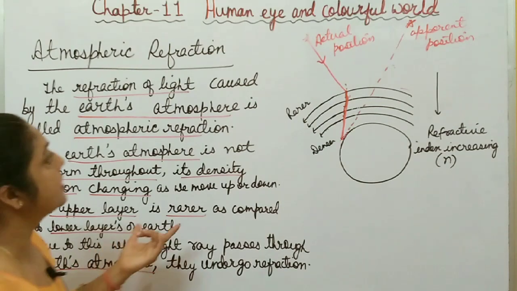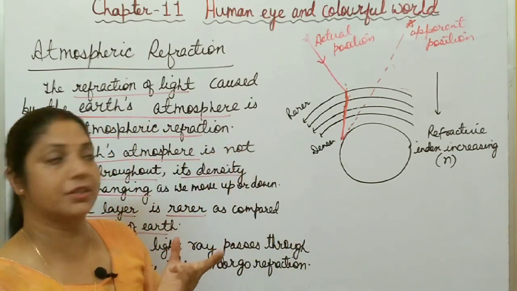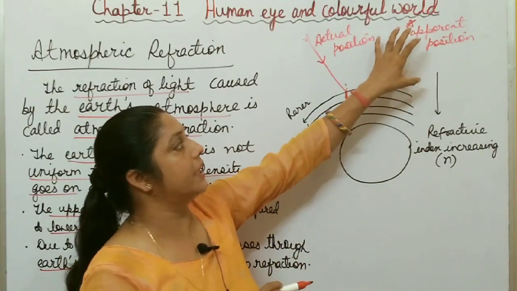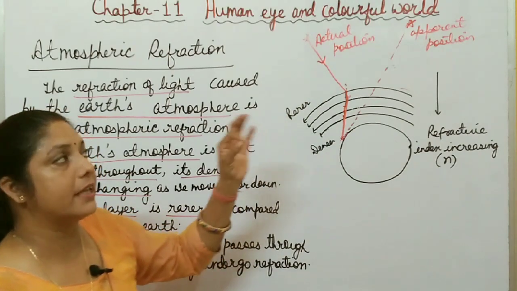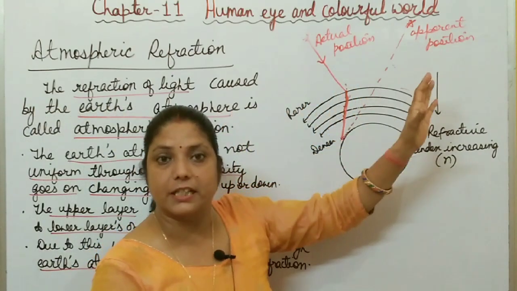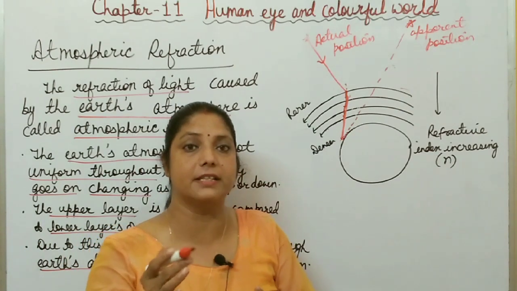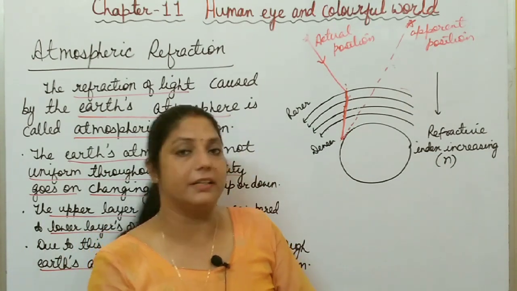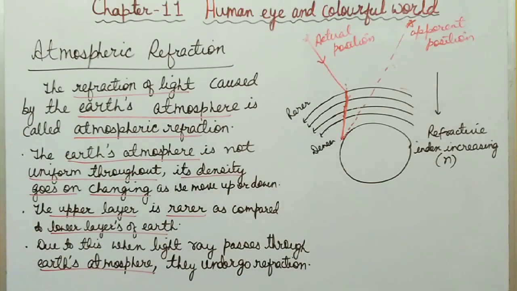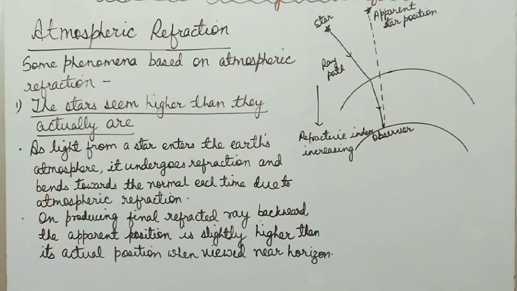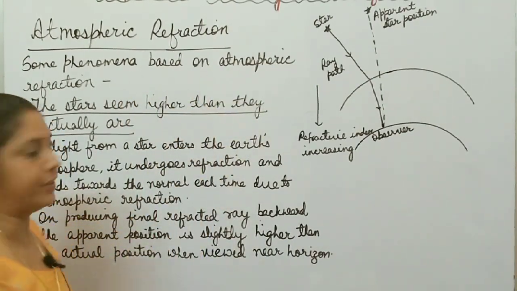Now after this, I will discuss 2 important phenomena of this atmospheric refraction. First, the object appears higher than it actually is, and second, the twinkling of stars, and the next phenomena of this atmospheric refraction are advanced sunrise and delayed sunset. So I will discuss all these phenomena one by one. First, take a screenshot of this one fast. Now, some phenomena based on atmospheric refraction.